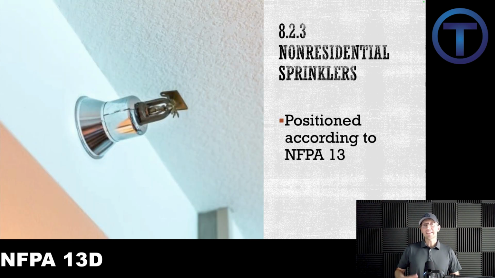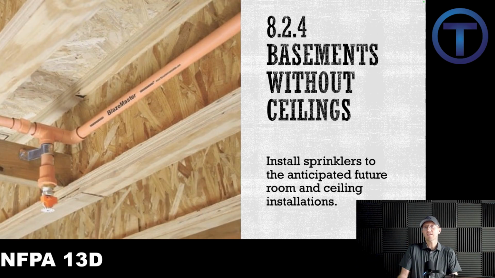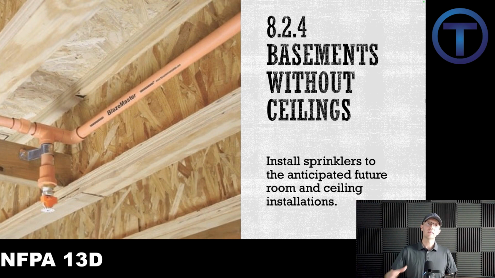Once again, we see a statement of the non-residential. You can get a non-residential sidewall sprinkler, and those would be positioned according to the NFPA 13, as we talked about before. 8.2.4, when there are basements without ceilings, say we have an unfinished basement, where do you put the sprinkler heads? Well, in those cases, it says you would look at the plan for the future. So what's this going to look like when it's finished? Anticipate those room walls and put those sprinkler heads in places that would be appropriate for those future walls.